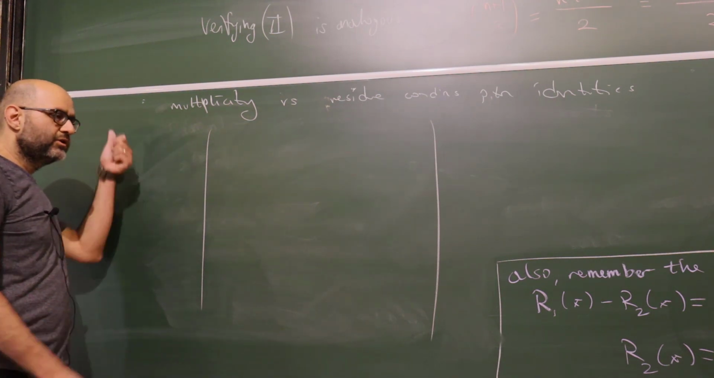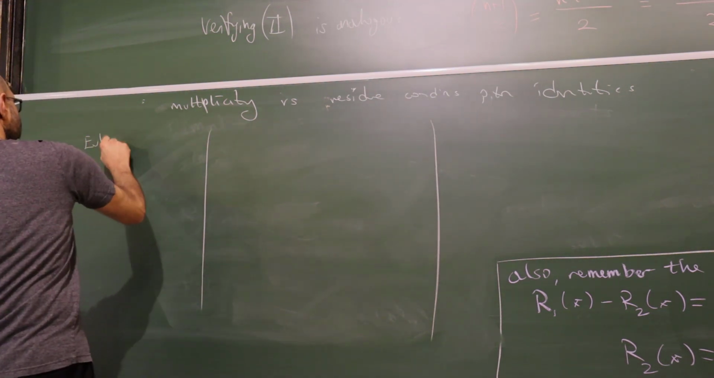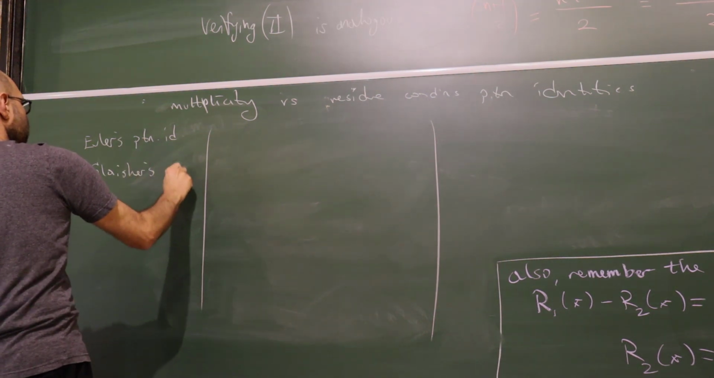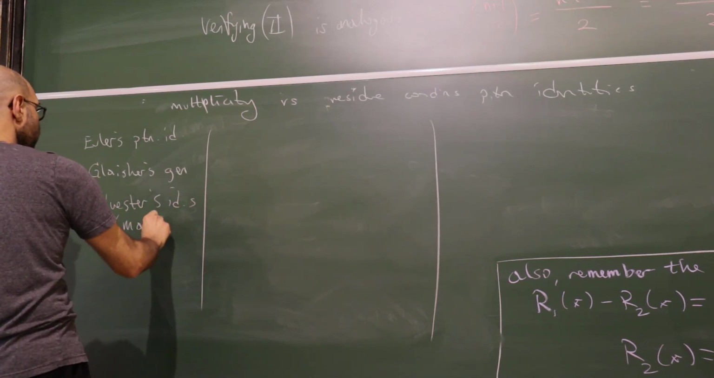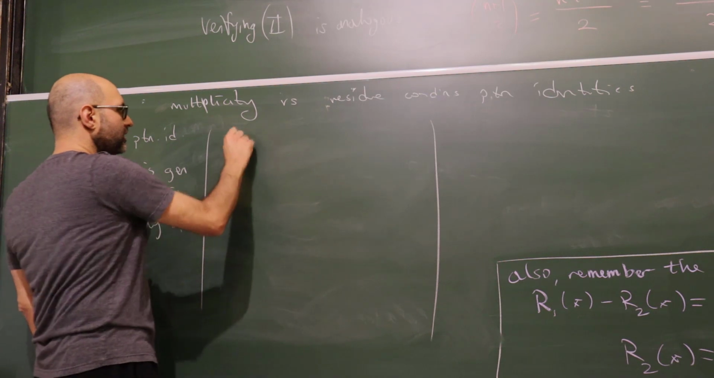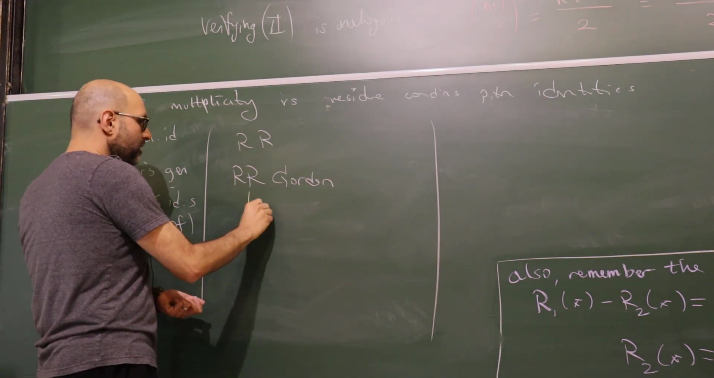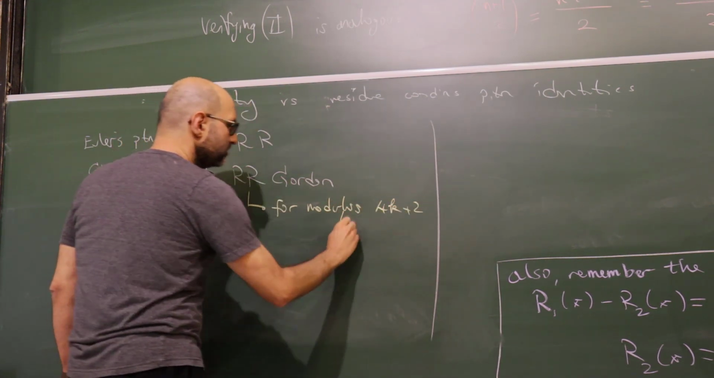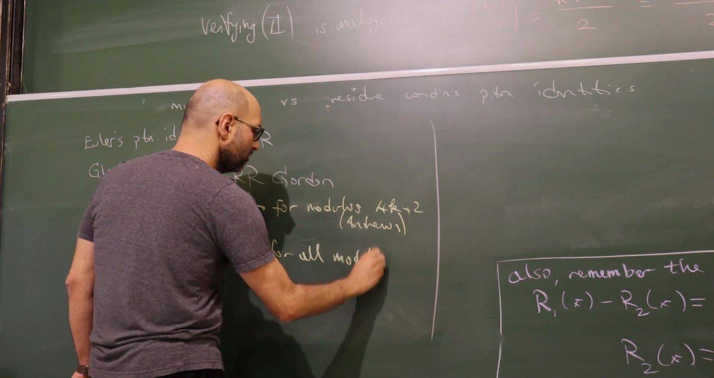And in the first class, I will write Euler, Glaisher, and almost any identity due to Sylvester. Euler's partition identity, Glaisher's generalization, Sylvester's identities. Maybe more than half of Sylvester's identities will fall in the first class. Rogers-Ramanujan identities here, Rogers-Ramanujan-Gordon, and Rogers-Ramanujan-Gordon for modulus 4k plus 2 by Andrews, for all moduli by Bressoud.